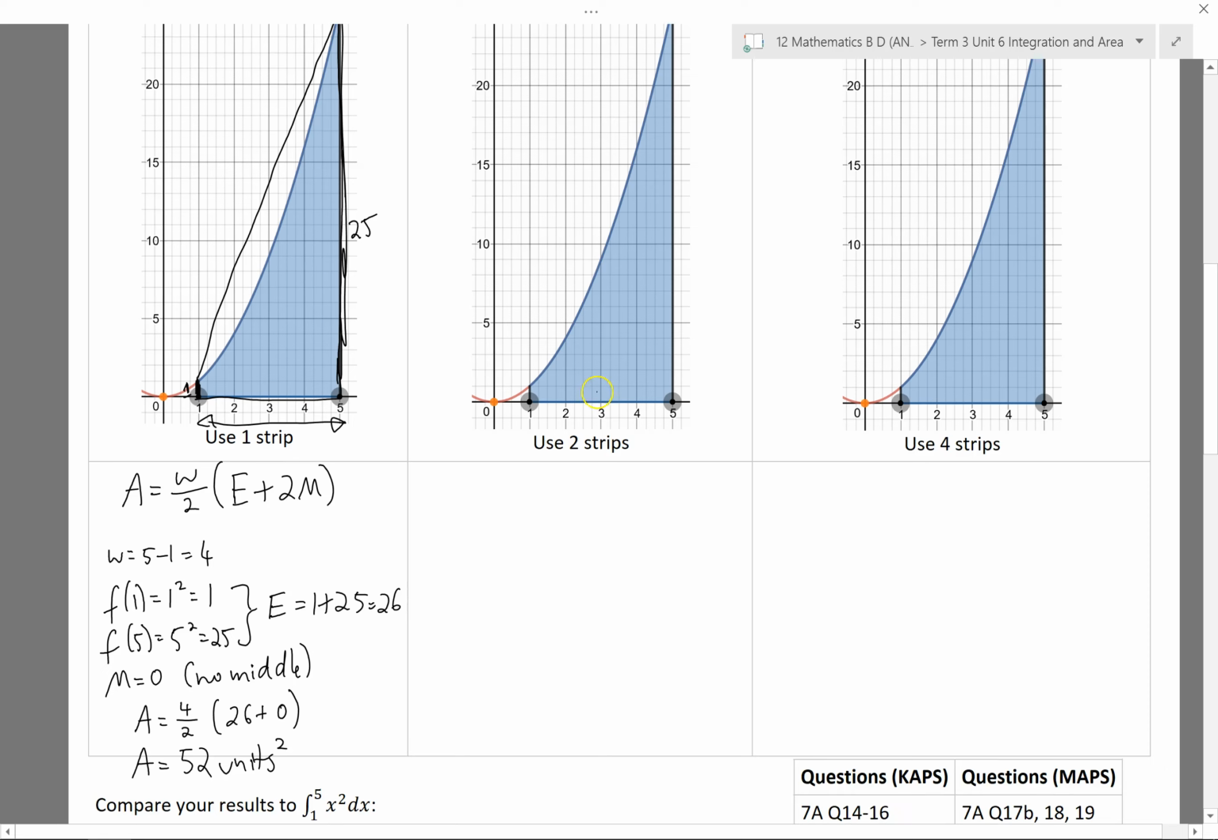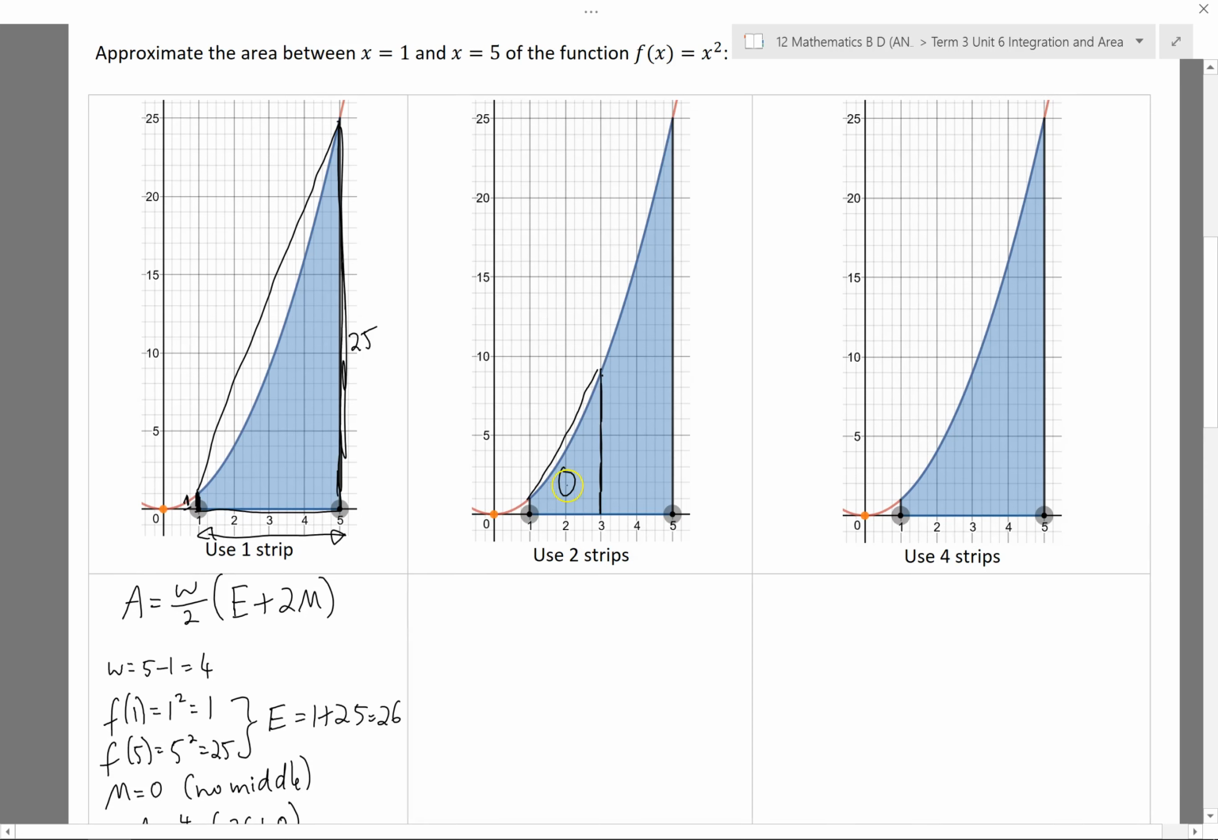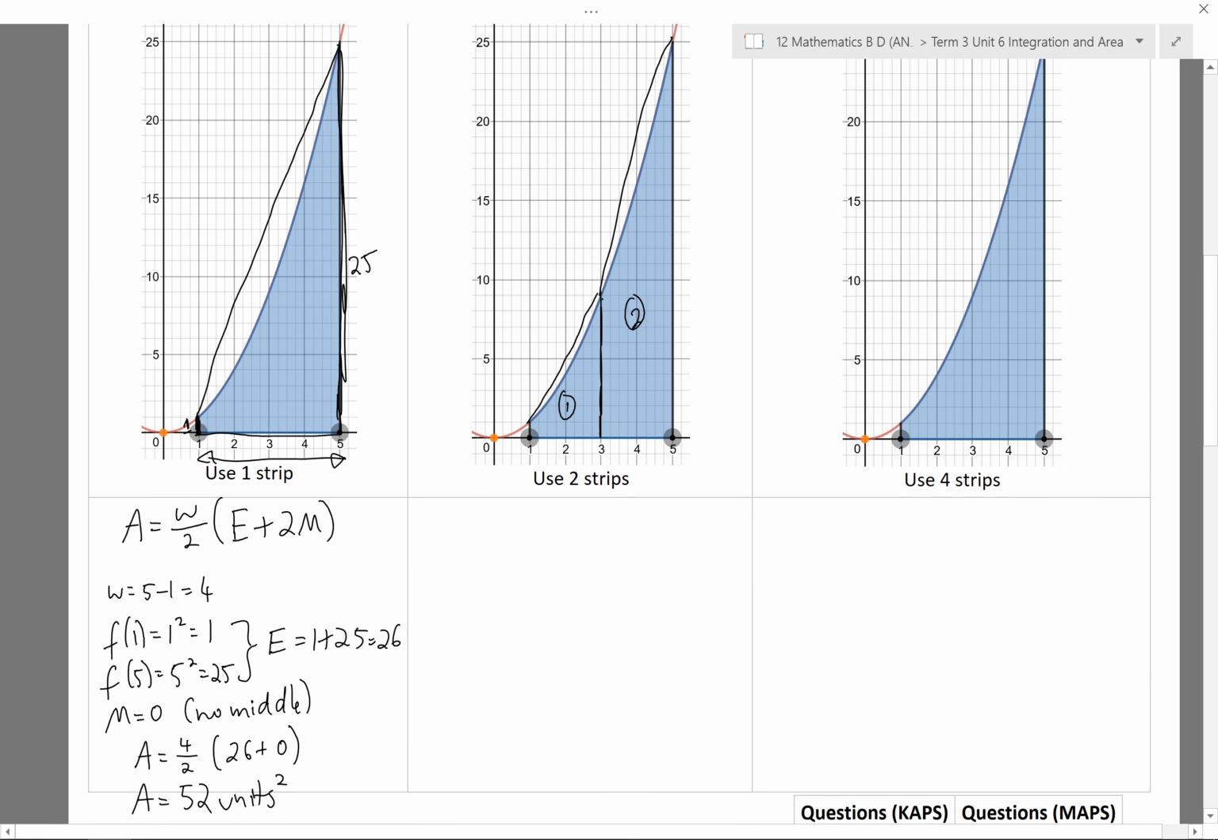which means that I now have 2 trapezoids. 1 and 2. So the formula is going to be the same as in the first example. However, the width of my strips, the horizontal distance is still the same, 5 minus 1, but I've got 2 strips, so I'll divide by 2 to give me a width of 2 per strip, which seems right because this distance here is 2.